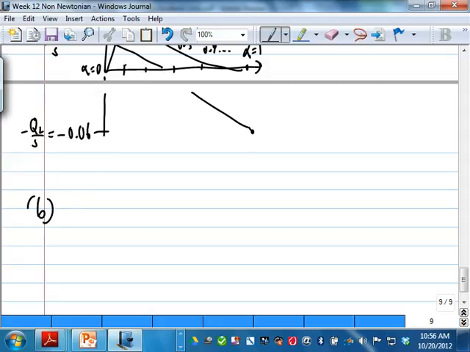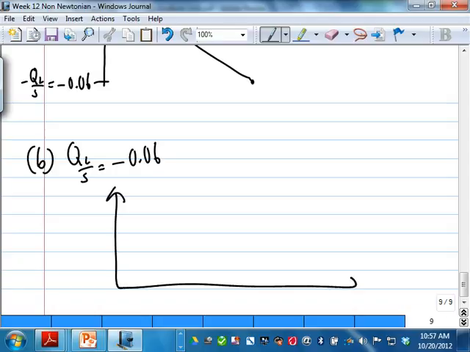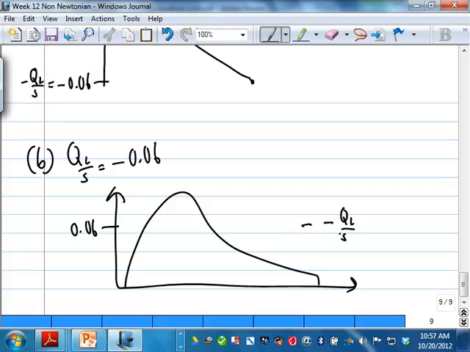For part B, QL over S equal to minus 0.06. So for part B, the curve is still the same, but here QL over S equals minus 0.06. You have a straight line, right, for two intersects.